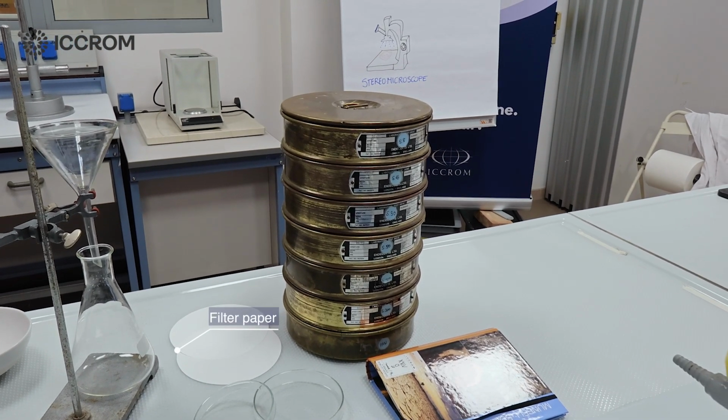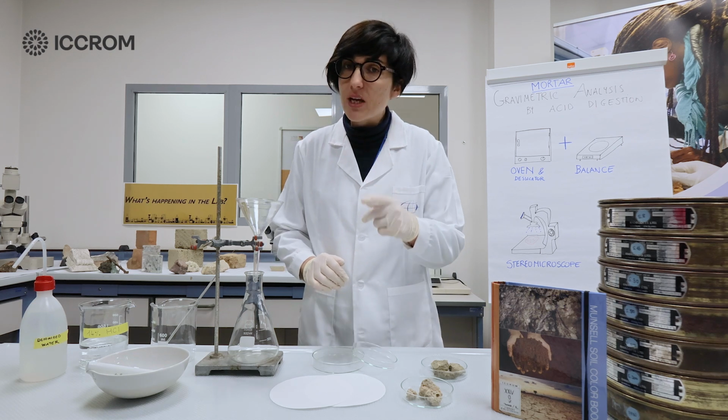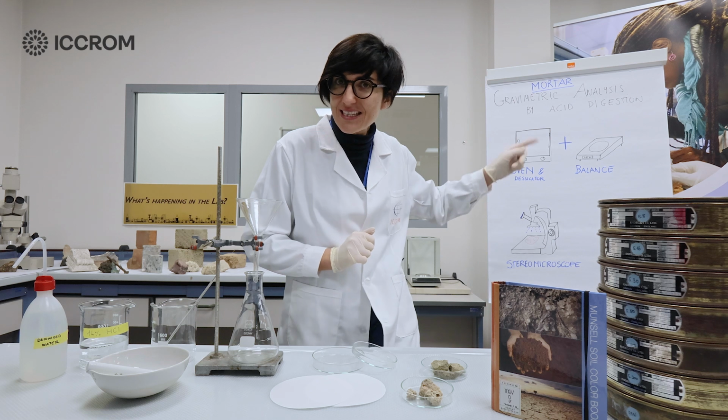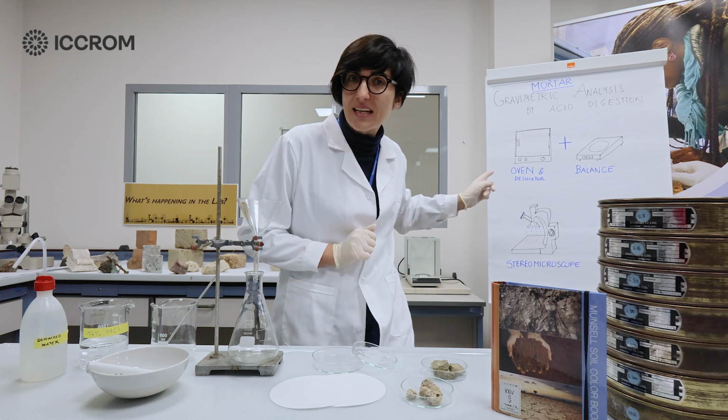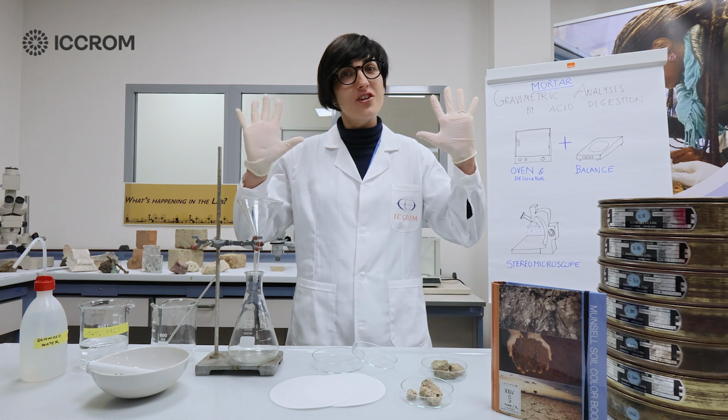For your sieving, you're going to need a standard sieve set with petri dish. And don't forget, you're also going to need an oven and a desiccator, a sensitive balance, and a stereo microscope with the Munsell soil chart. And don't forget to wear gloves.